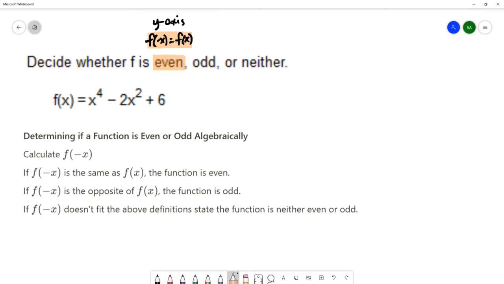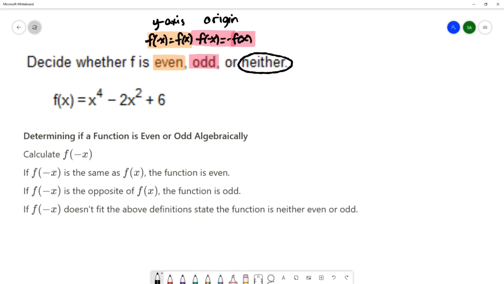And then a definition of an odd function will follow the pattern of f of -x equals -f of x. And this is a symbolic way of saying that the function has origin symmetry. And then if our function doesn't fit into the categories of even or odd, then we can say that it is neither even nor odd.